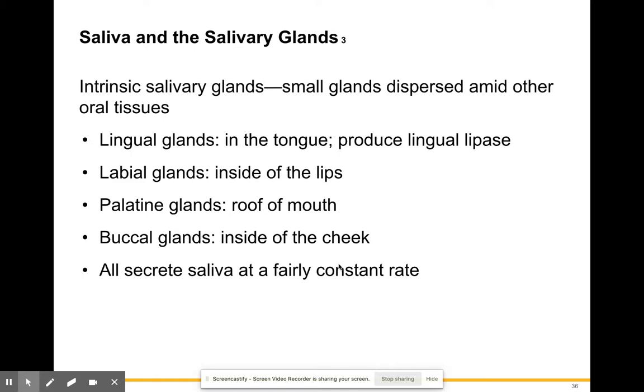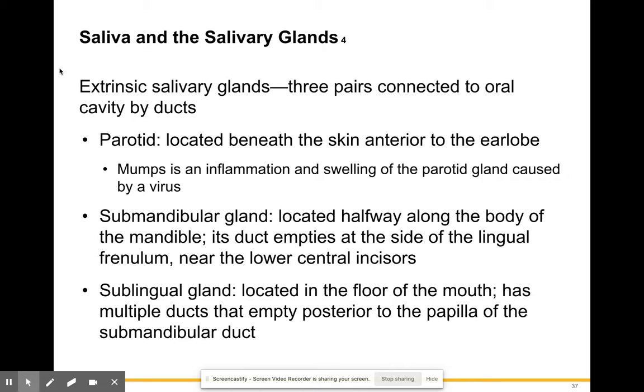But then you have extrinsic salivary glands, which are going to be external. They're not going to be embedded necessarily in tissue. They might lay on top of tissue. Okay, things like that. You have three pairs connected to your oral cavity.